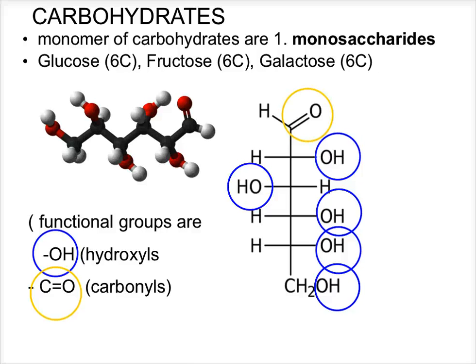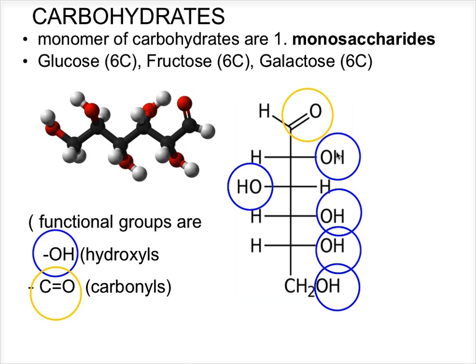Biological molecules, carbohydrates. Carbohydrates are made up of smaller units called monosaccharides. So the monomer of a carbohydrate is a monosaccharide, and the most common ones that you come across are glucose, fructose, and galactose. All of these are isomers of itself, and I wanted to just show you the functional groups that make up your carbohydrates.